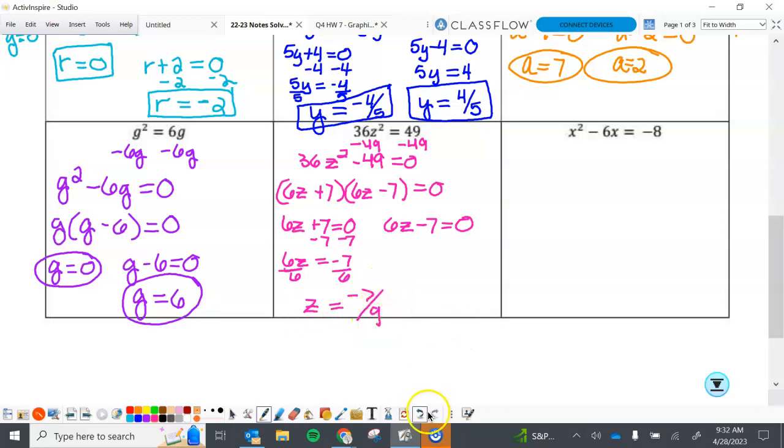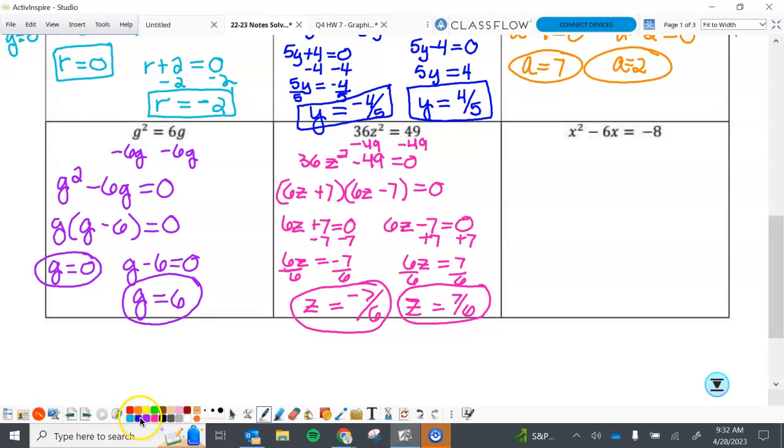Oh, I wrote a G. 6z. Ooh, there we go. On this side, we're adding 7 to both sides. And dividing by 6 everywhere, we'll get our z here to equal 7/6. So we have 2 solutions for z. Again, this is where our graph will cross that x-axis.